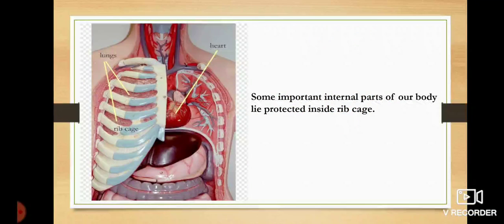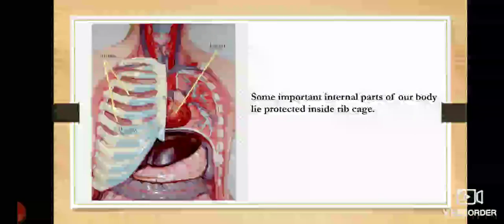Some important internal parts of our body lie protected inside the rib cage. For example, lungs, heart and liver. We can see them inside the rib cage. They are protected inside the rib cage.